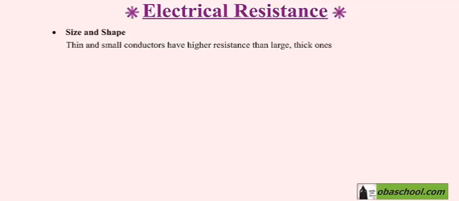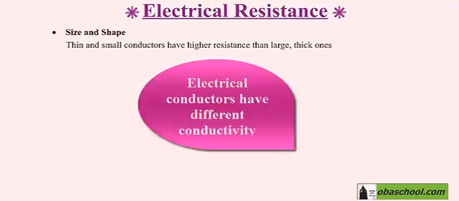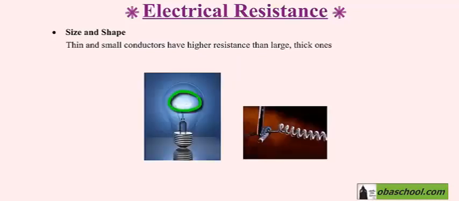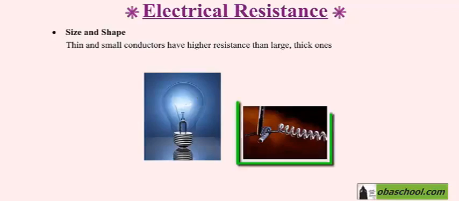Now the second factor is size and shape. Thin and small conductors have higher resistance than large, thick ones. Electrical conductors have different conductivity. For example, lamps contain a filament which turns the lamp on. This filament is a thin and small metal, therefore it has high resistance.